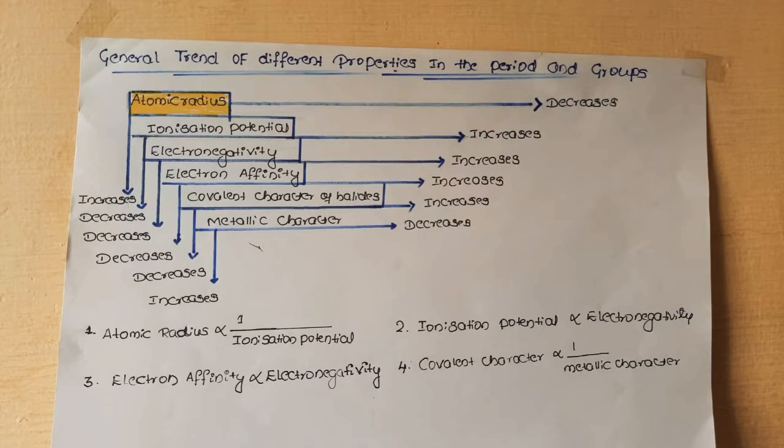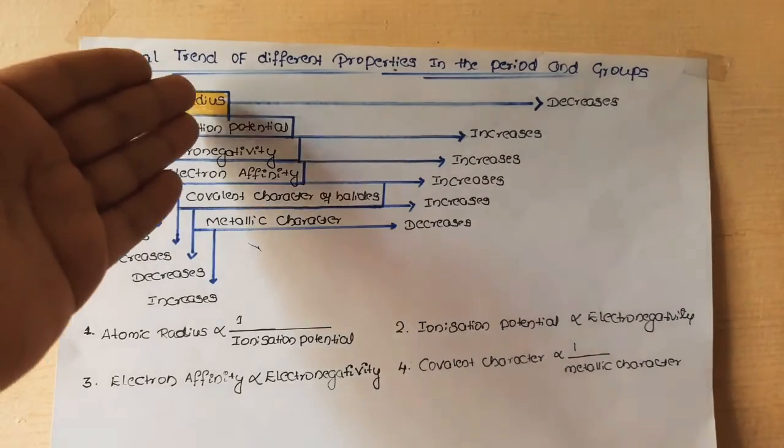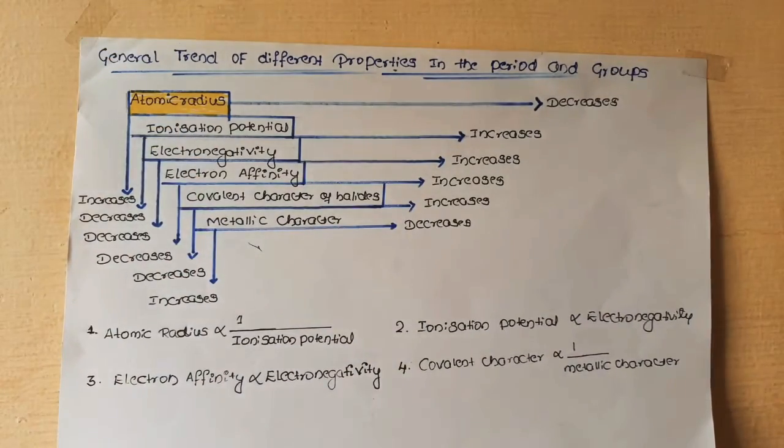But until and unless we don't know anything about these things, like what you mean by atomic radius, what you mean by ionization potential, obviously it gets difficult to remember even if I give an easy way. So please do concentrate and do watch till the end of the video, so that you are going to get all the information regarding what all those concepts are and how they are going to change along a period and down the group, and how they are related with each other. Okay, so let's start with that.